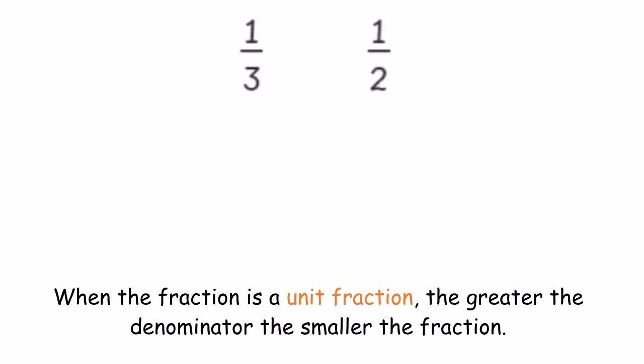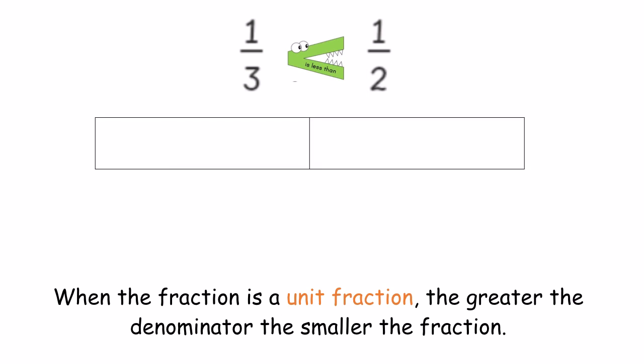We are going to compare two unit fractions, two fractions with a numerator of 1. 1/3 and 1/2. If we are correct, then 1/3 should be the smaller fraction because the denominator is greater. 3 is greater than 2, so the fraction 1/3 should be smaller. So we would say 1/3 is less than 1/2. Let's see if we can prove that we are correct.